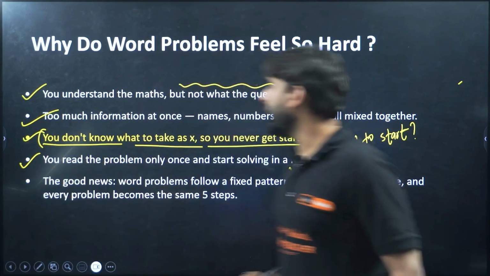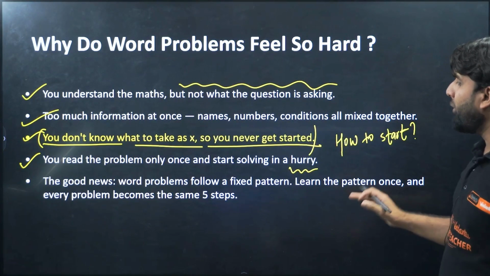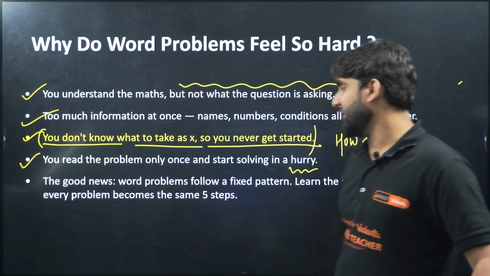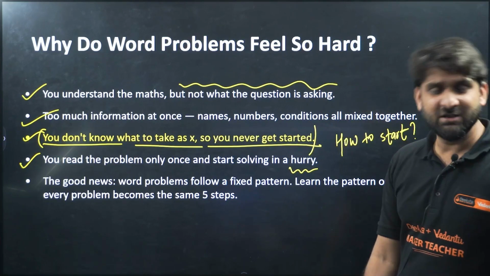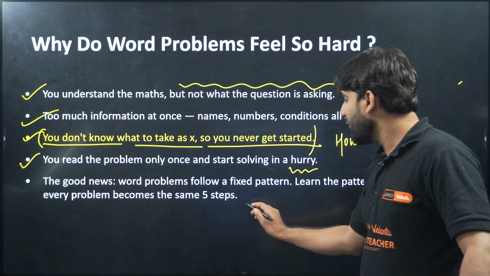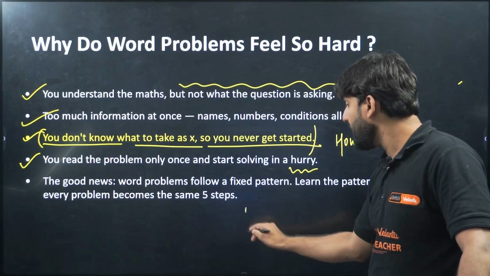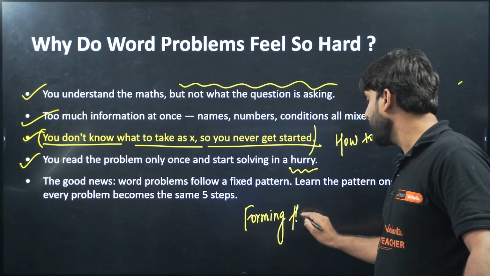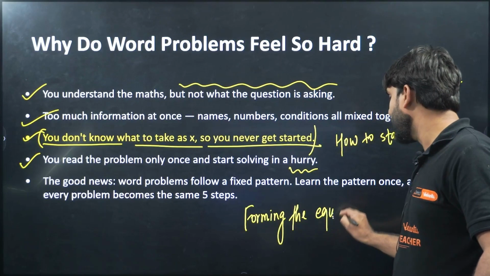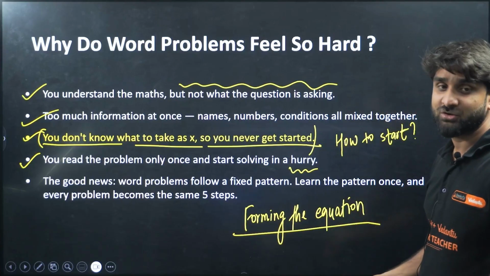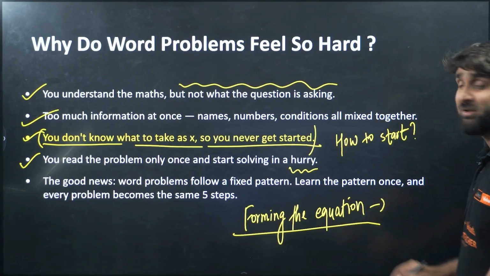Okay, the last point is the good news. Word problems follow a fixed pattern. Learn the pattern once and every problem becomes the same 5 steps. Yes, my dear champion, I have already told you that in most word problem questions, the important part is forming the equation. This is the important part. In every word problem question, you have to form the equation. And how can you form the equation, champion?